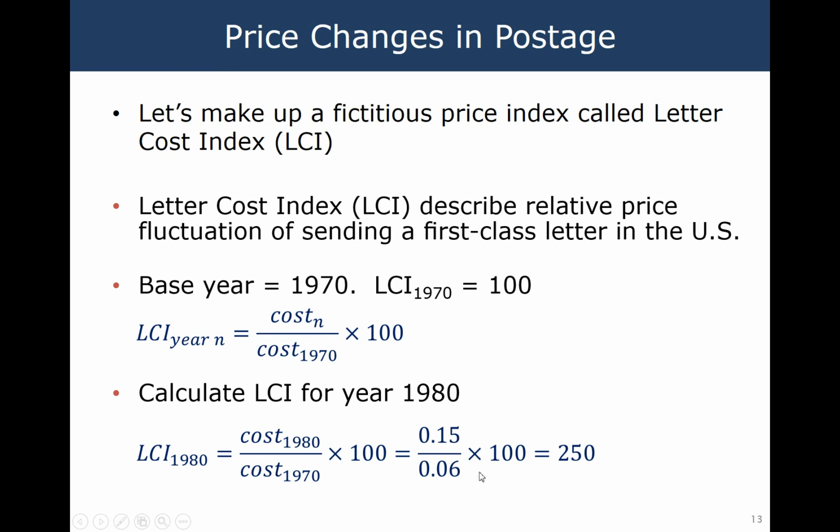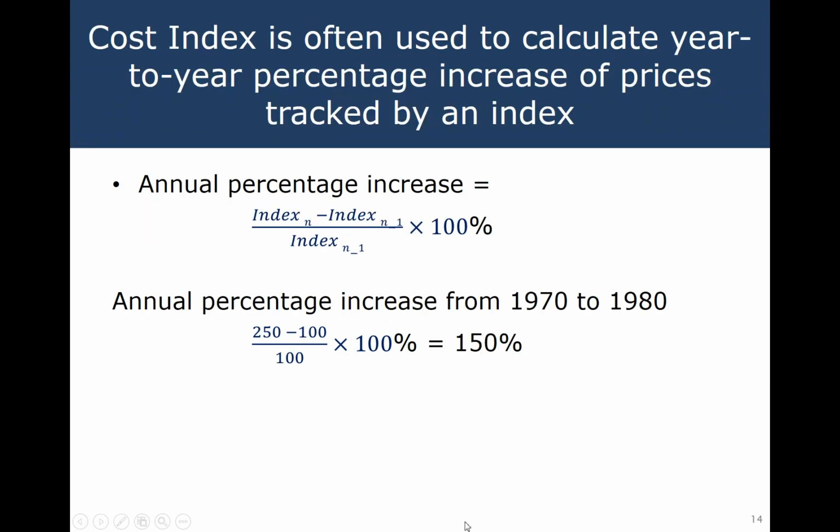Okay, so we put down the cost index for each one, and then we can understand what exactly the purchasing power is, or the prices of the products at that time, by the ratios. Cost index is often used to calculate the year-to-year percentage increase of prices, tracked by an index.